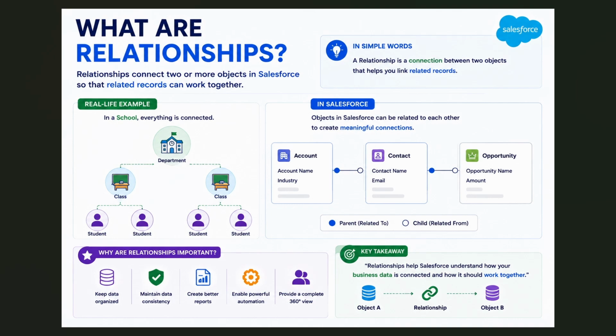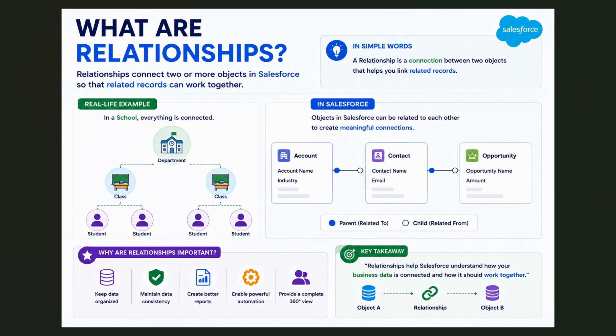So let's first understand the word relationship. Imagine a school. Every student belongs to a class. Every teacher teaches one or more classes. Every class belongs to a department. So these records are connected with each other. Salesforce works in exactly the same way. Instead of keeping every object isolated, Salesforce allows us to connect objects. This connection is called a relationship. In simple words, a relationship connects two objects so that related records can be linked together.